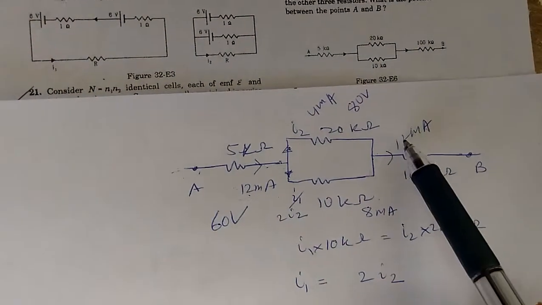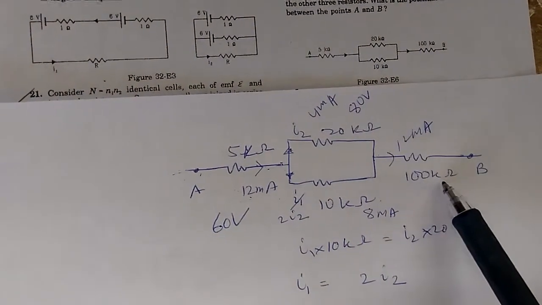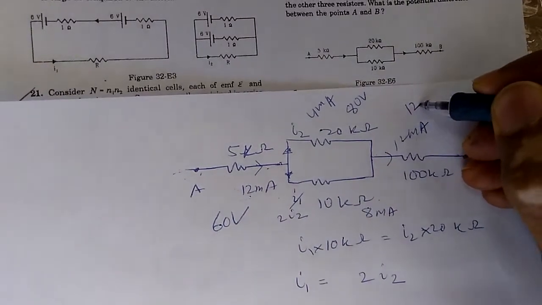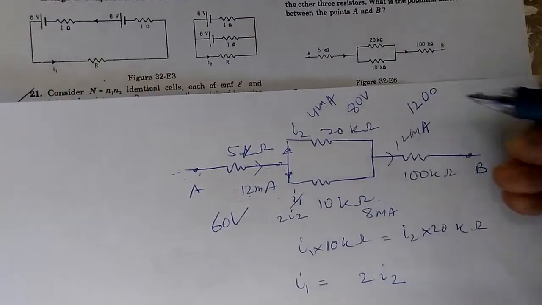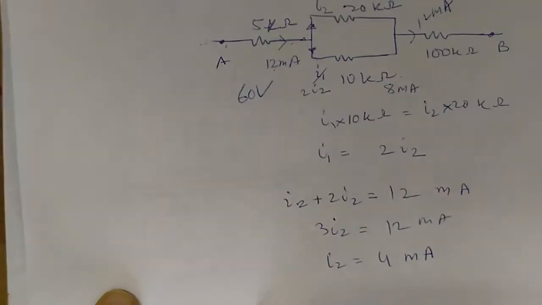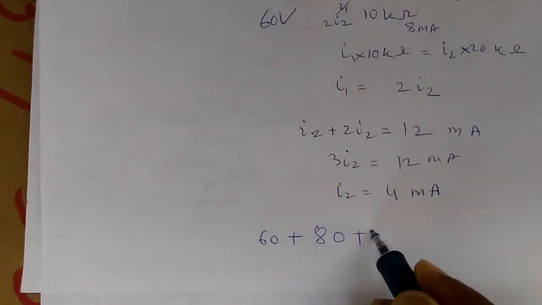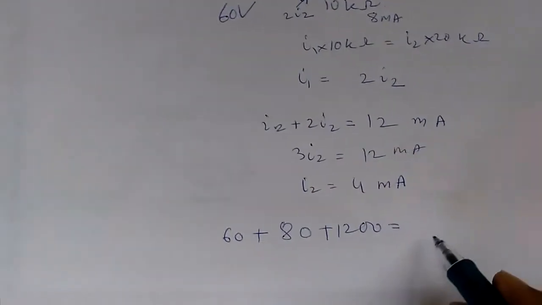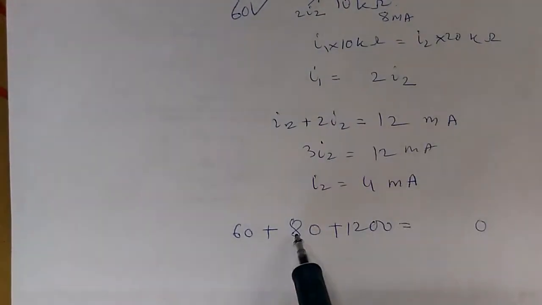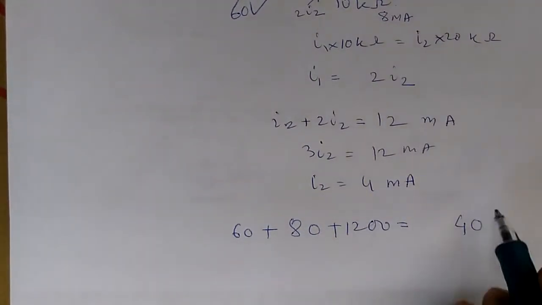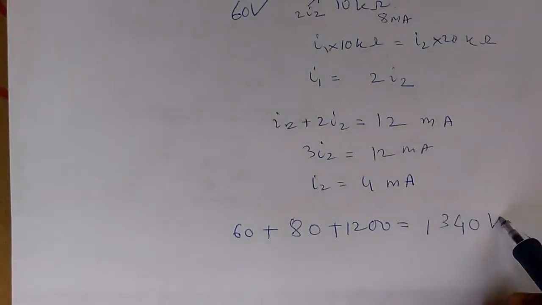And finally, 12 milliampere into 100 kilo ohm. Kilo and milli cancel. So we have 1200 here. So we will add the total. We have 60 plus 80 plus 1200. This becomes 0, 8 plus 6, 14, 4, 2 plus 1, 3, 1340 volts.